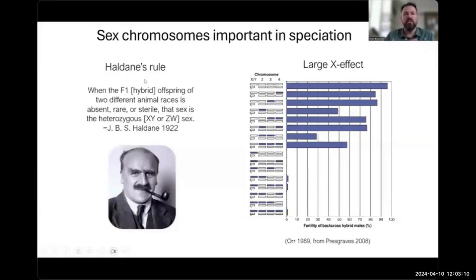This is known as Haldane's rule, and this is that the heterogametic sex tends to have problems in crosses and hybridization events. And for several decades now, we've known about this thing called the large X effect, which shows that the X chromosome tends to play a large role in the evolution of hybrid sterility and hybrid inviability. And this is from this classic study where they mixed up the chromosomes between two species of Drosophila. And whenever they had a blue X chromosome, the hybrid males were sterile. This is a chromosome from one of the species.